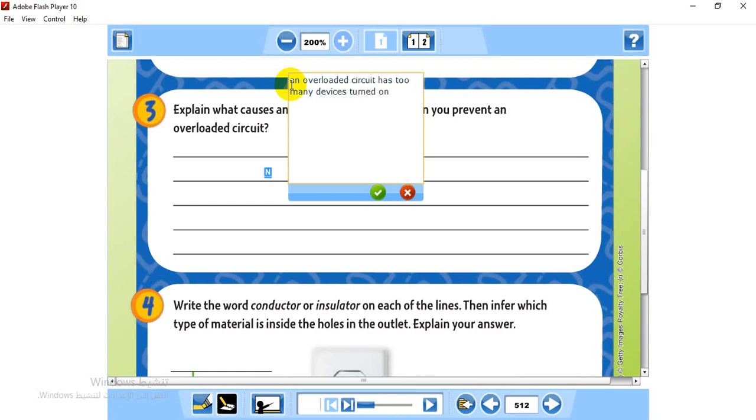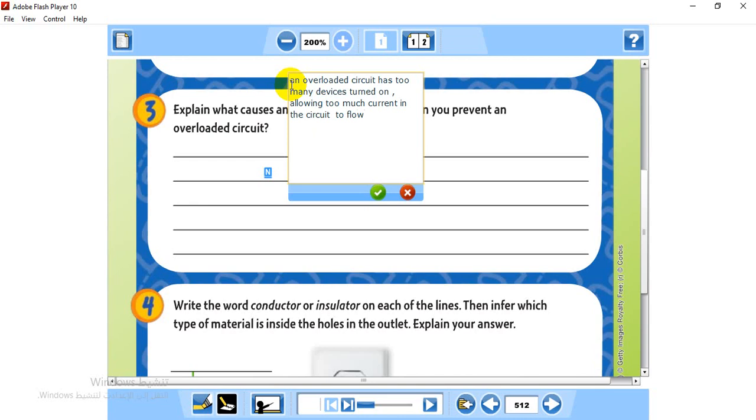Allowing too much current in the circuit, so it will allow too much electric charge to flow through it. So it will allow what? Allowing too much current in the circuit. So what else?